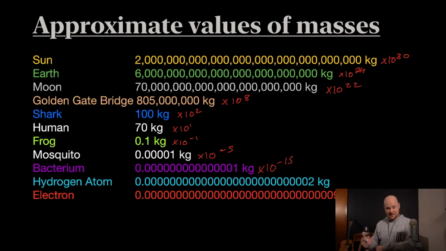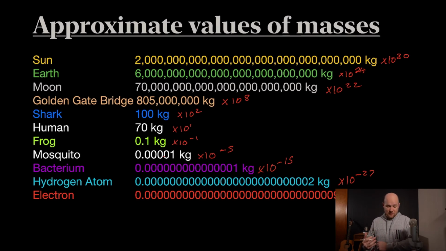Now, what about the mass of a hydrogen atom? It's extremely small mass. And the order of magnitude of that is times 10 to the negative 27. So you can kind of see that it's very, very tiny. And even going down smaller, down to the electron, it's somewhere around times 10 to the negative 31. So now you can kind of see an order of magnitude of all the different masses.